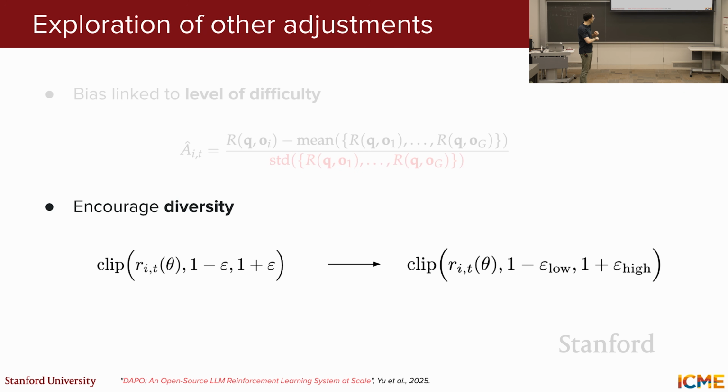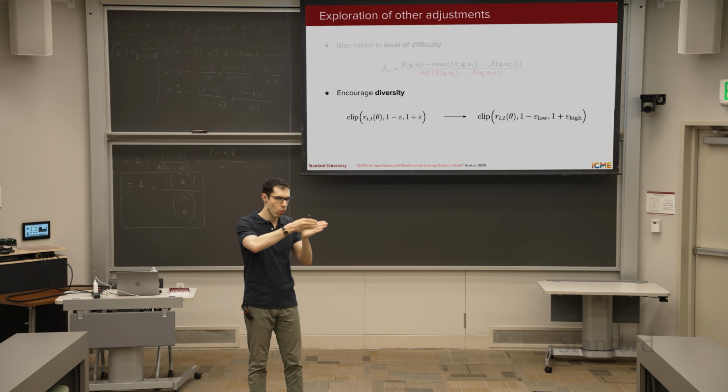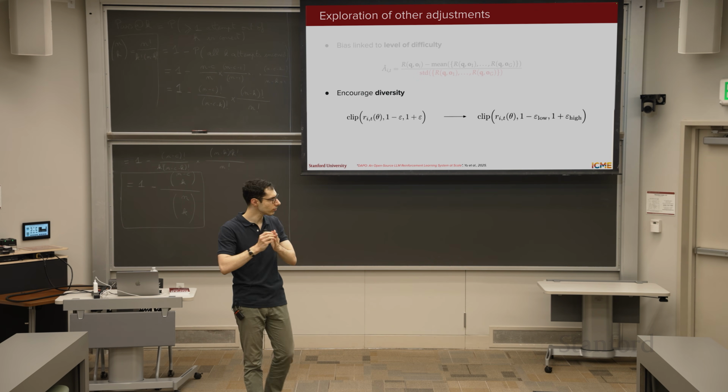And then there is another modification that people typically also consider, which is having different epsilons. And if you remember, epsilon influences how much you're able to change the policy from one iteration to another.